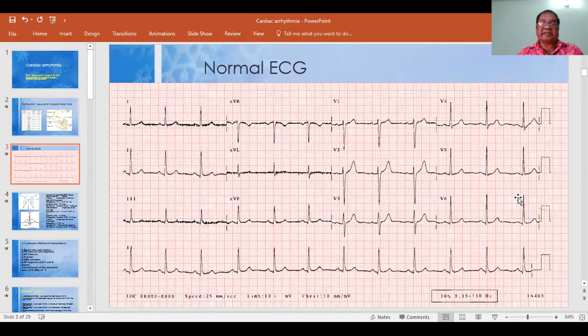This is the normal ECG tracing. We know there are 12 leads in the normal 12-lead ECG tracing, and we have the standard leads like lead 1, 2, 3, and we have augmented leads like aVR, aVL, aVF, and the chest leads V1, V2, V3, V4, V5, V6. And we also have a rhythm strip in which we record lead 2 to see the rhythm of the heart.